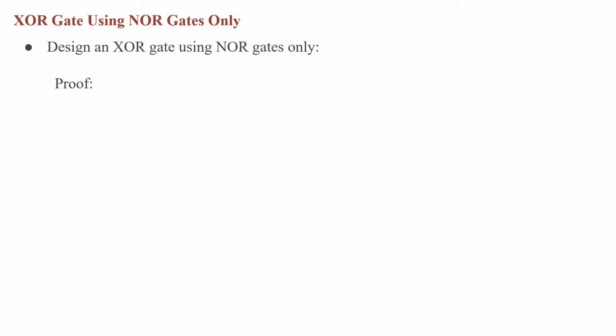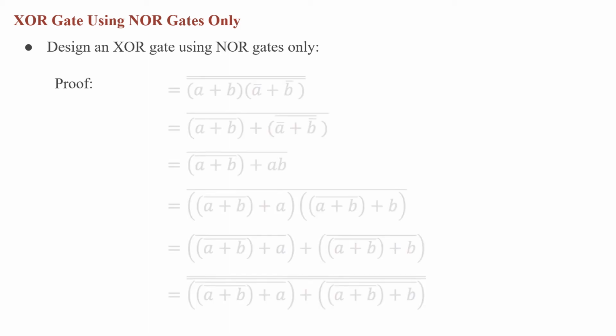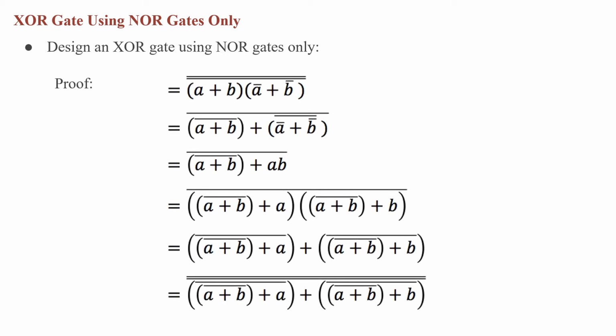Next, we'll look at how to implement an XOR gate using NOR gates only. We'll start from where we left off earlier in the NAND gate proof, or how to implement XOR using NAND. If you go back to the previous slides, you will see this being one of the expressions equivalent to A XOR B. So we're starting from here and moving on until we reach the final answer.